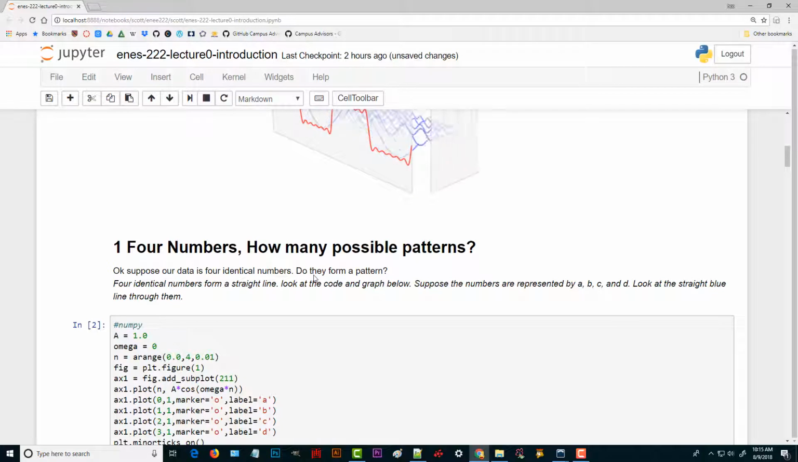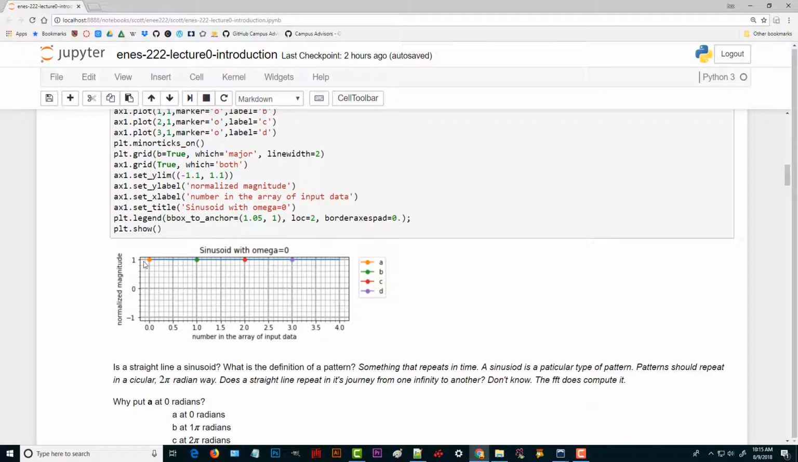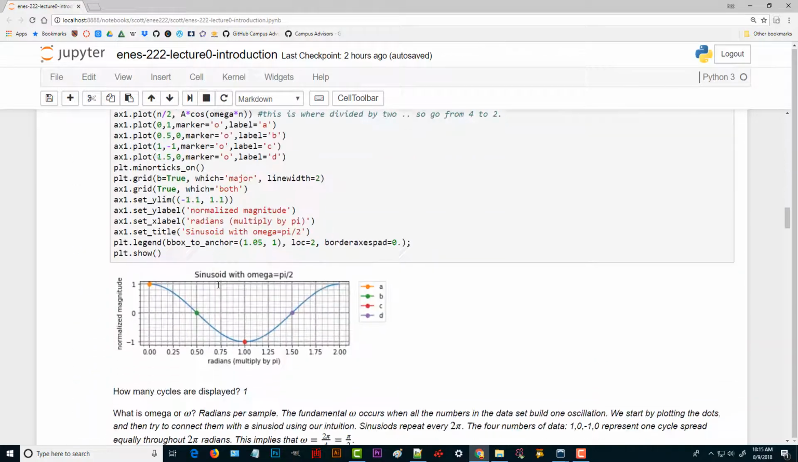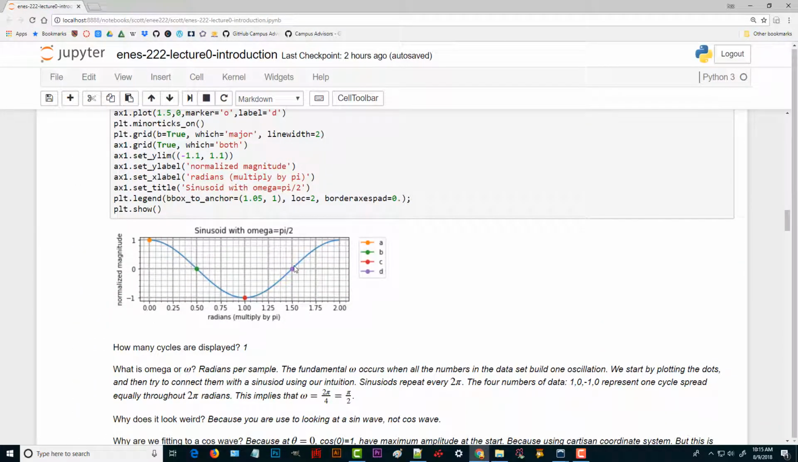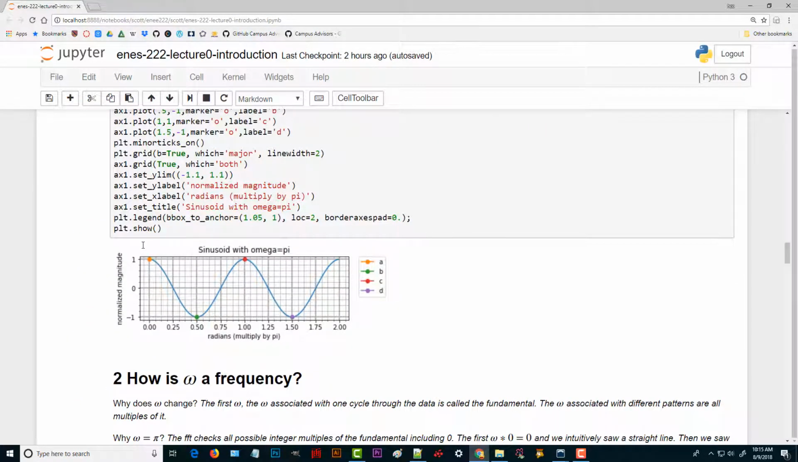We're going to start off with four numbers and ask the question, how many possible patterns are there through four numbers? Scrolling down, we can see a pattern that's a straight line that's possible through four numbers that are identical. 1, 0, minus 1, and 0 is another pattern. Our patterns are constrained to being sinusoids, particularly cosine functions. Here we can see 1, minus 1, 1, minus 1, and that creates a two-cycle pattern.